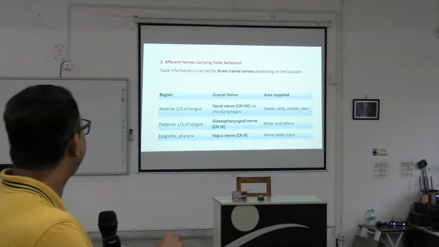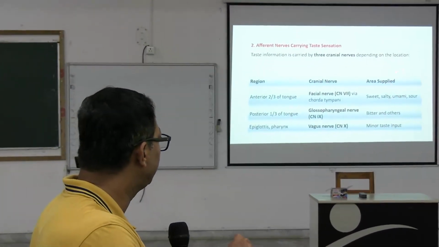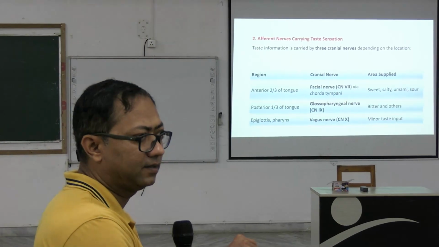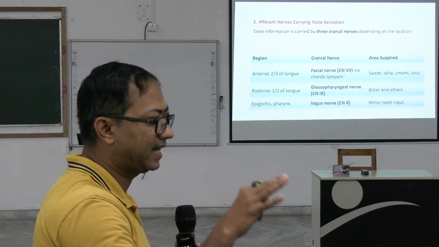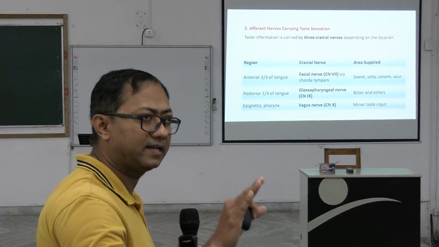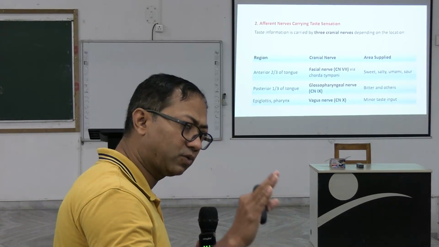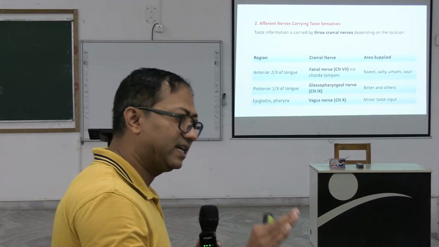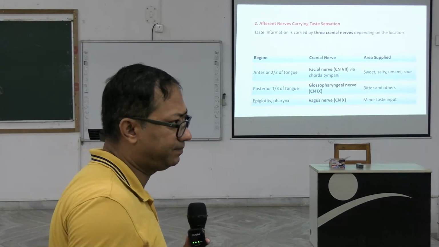Okay, so the anterior 2/3 of the tongue is carried by the facial nerve: sweet, salty, umami taste and sour, right. So 4 different types of taste sensation are carried by the chorda tympani nerve, which is a branch of the facial nerve, from the anterior 2/3 of the tongue. From the posterior 1/3 of the tongue, the cranial nerve responsible is the glossopharyngeal nerve. It is for bitter taste.